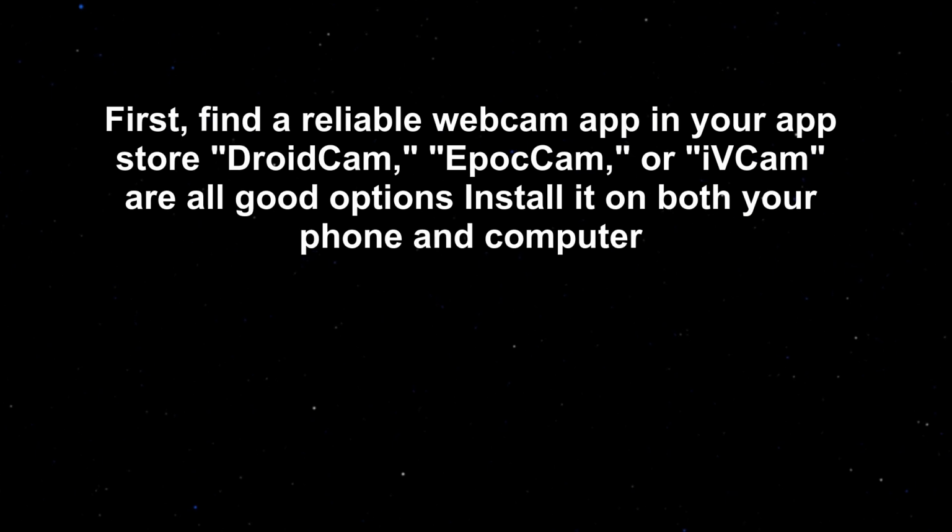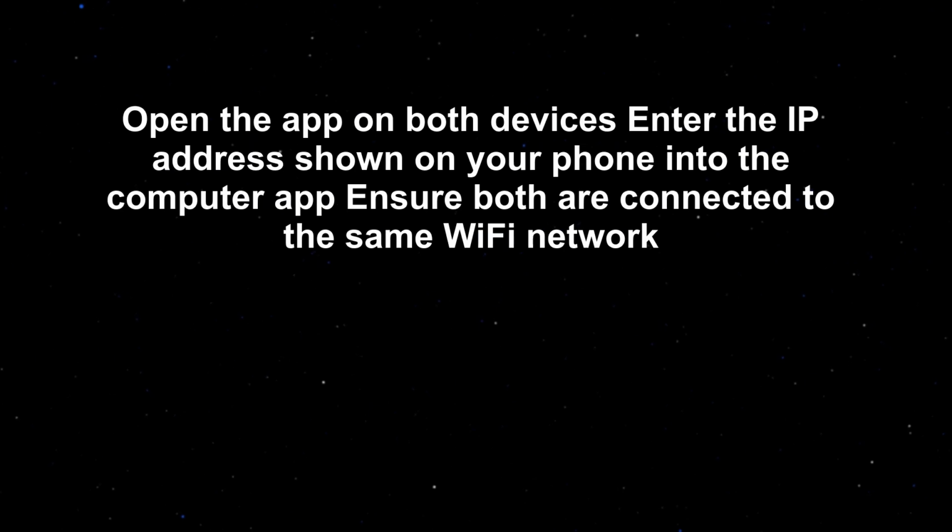First, find a reliable webcam app in your app store. Webcam, Webcam, or Webcam are all good options. Install it on both your phone and computer. Open the app on both devices and enter the IP address shown on your phone into the computer app. Ensure both are connected to the same Wi-Fi network.